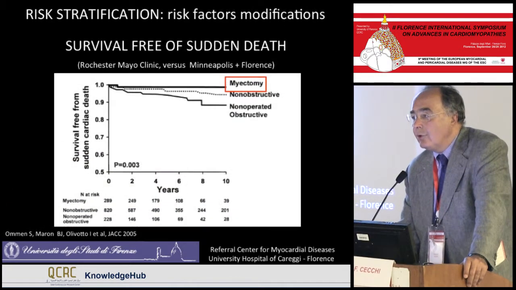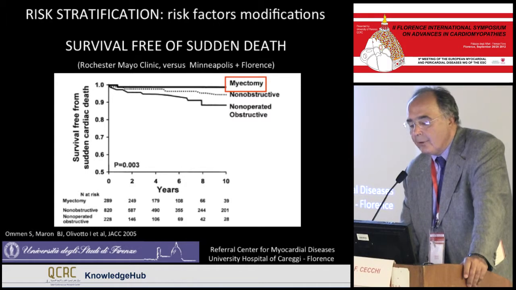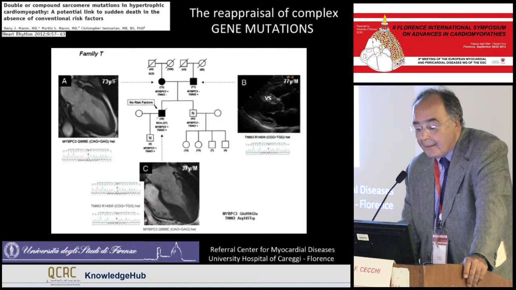Their increase in sudden death rate was definitely greater than ours. However, what happens if you do a myectomy? Well, when we reanalyze the data for sudden death, putting together the data from Minneapolis and Florence versus the Mayo Clinic patients that had been operated, myectomy almost abolished the sudden death risk. And this is usually not taken into account in the risk stratification method.